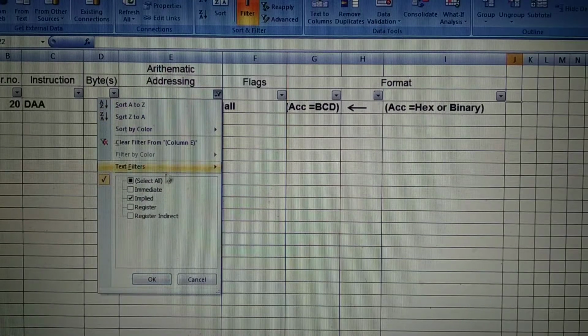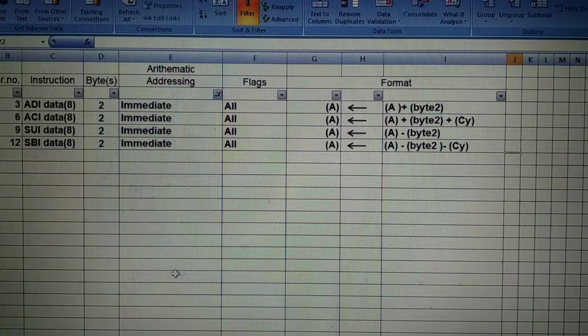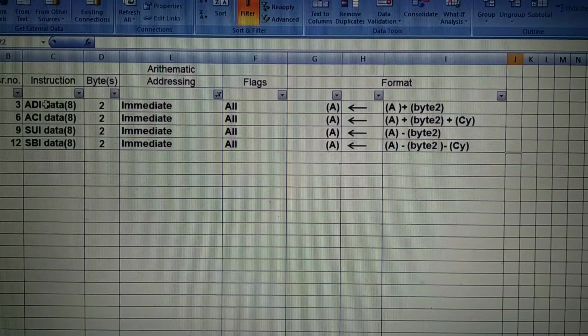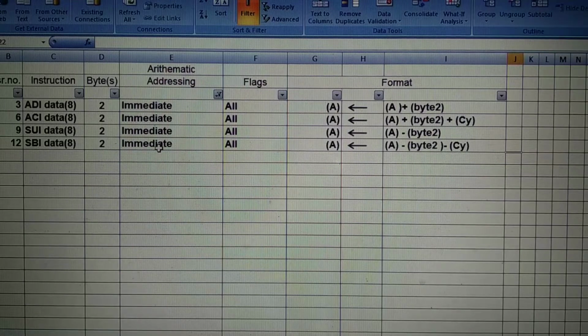Now let us move for the next addressing mode, that is immediate addressing mode. You are having 4 instructions from arithmetic group, and whenever letter I is there, we have to consider the byte 2 of the instruction, and all the 4 instructions are 2 byte instructions. In general, whenever the third character of the instruction is I, the addressing mode is immediate.